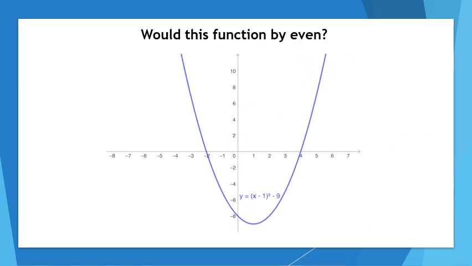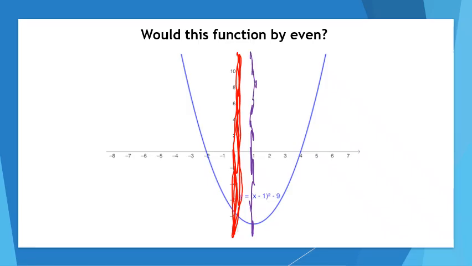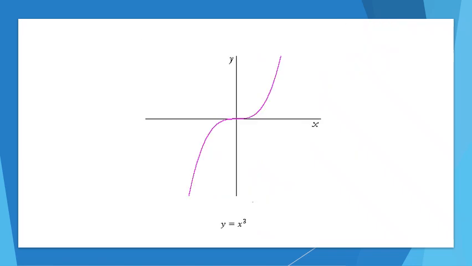Now let's take a look at if this function would be even or not. And the answer should be no. Remember, even functions are only reflectionally symmetric along the y-axis. So it would have to be this line of symmetry right here. Unfortunately, this isn't the case, as our line of symmetry is actually going to fall at x equals 1, not x equals 0, which is the y-axis. And so this function would not be even. So big fat no.